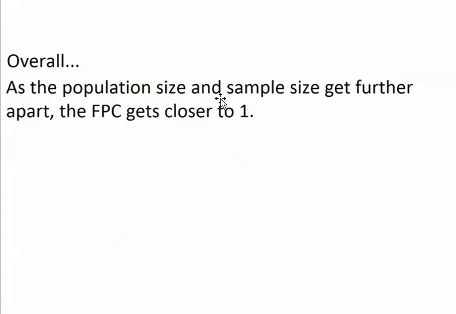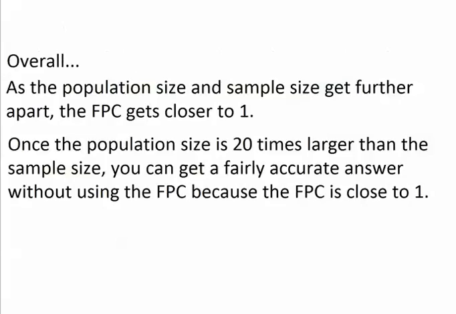So overall, as the population size and sample size get further apart, the FPC, that last part of the formula, gets closer and closer to 1. And if the population is at least 20 times larger than the sample, you can get a fairly accurate answer by just leaving off the FPC and using the shortened formula. The reason why you can do that is because when the population is 20 times larger than the sample, the FPC is pretty close to 1, which means it can just be dropped off and it won't affect the answer very much.